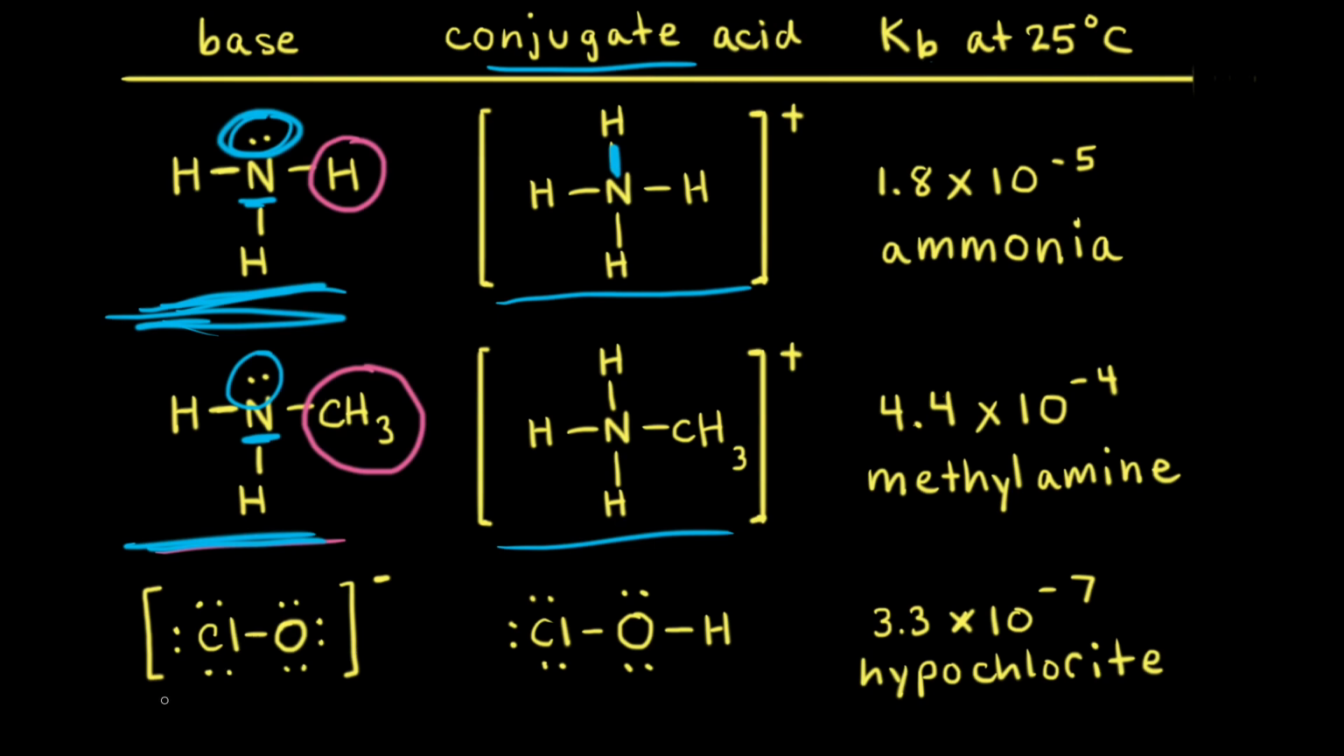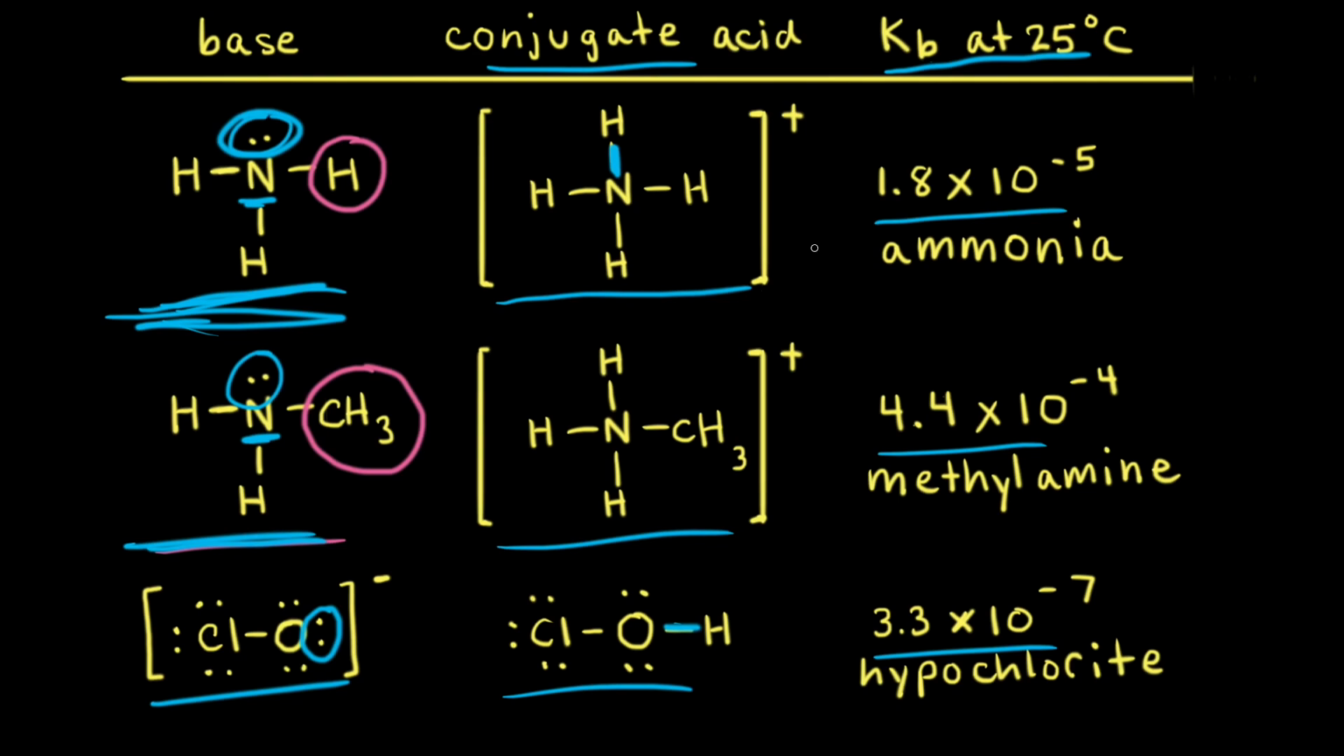If we look at the hypochlorite anion, ClO-, if the hypochlorite anion picks up a proton, let's say this lone pair of electrons on the oxygen picks up a proton, we would form hypochlorous acid. And hypochlorous acid is the conjugate acid to hypochlorite. So these are three examples of weak bases, which we can tell by looking at their Kb values at 25 degrees Celsius. Notice they all have Kb values less than 1.